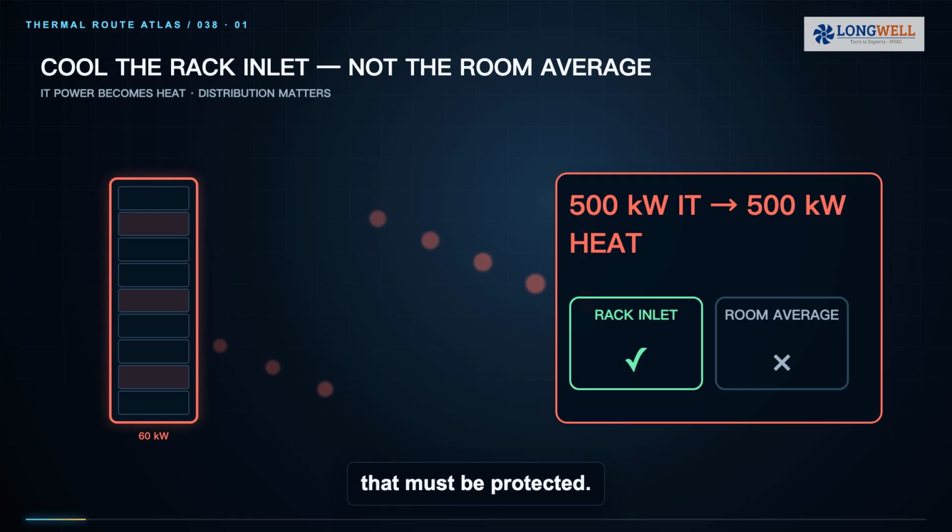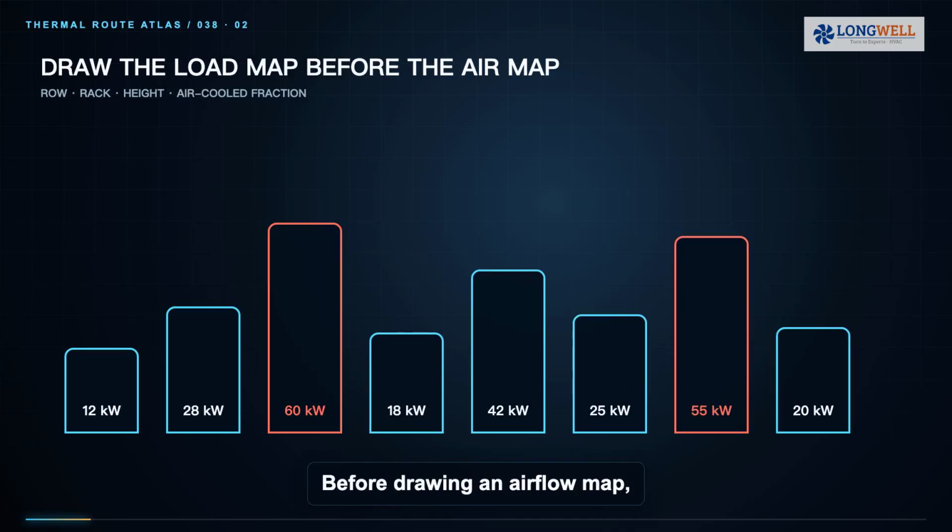that must be protected. Before drawing an airflow map, draw the load map. Record heat by row, rack, and height, and separate the air-cooled share from heat removed by liquid. Two rooms with the same total kilowatts can need different air routes when one has evenly distributed racks and the other has a few high-density islands. The load schedule also has to include growth states, maintenance states, and the combinations that can actually occur.